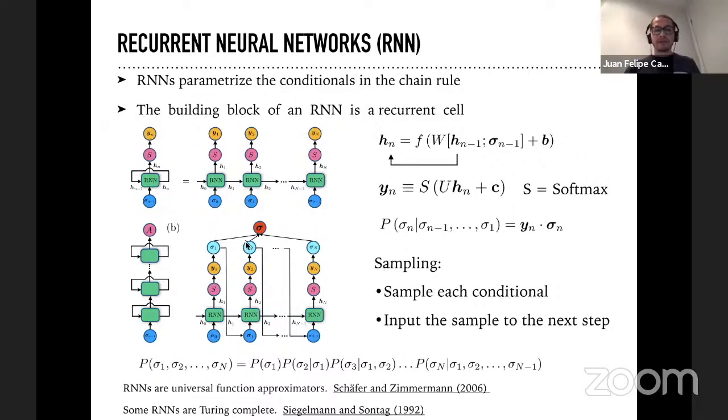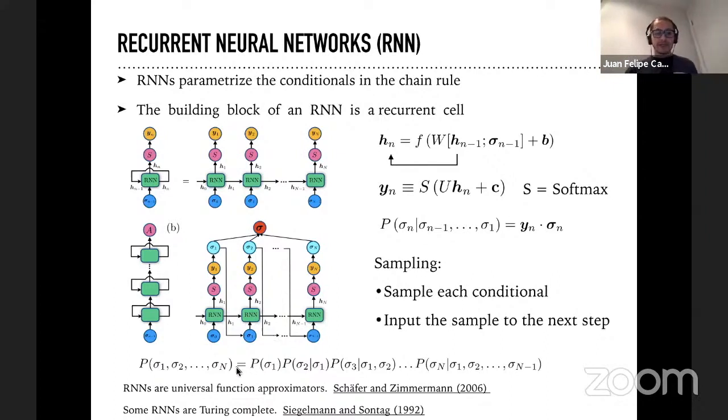You sample each conditional, and then you take whatever outcome you got, and then you feed it back again to the recurrent neural net through this object here, and so on. You do this repeatedly for each of the conditionals, and that's how you get this efficient sampling. And this is very useful for all these things that we do.